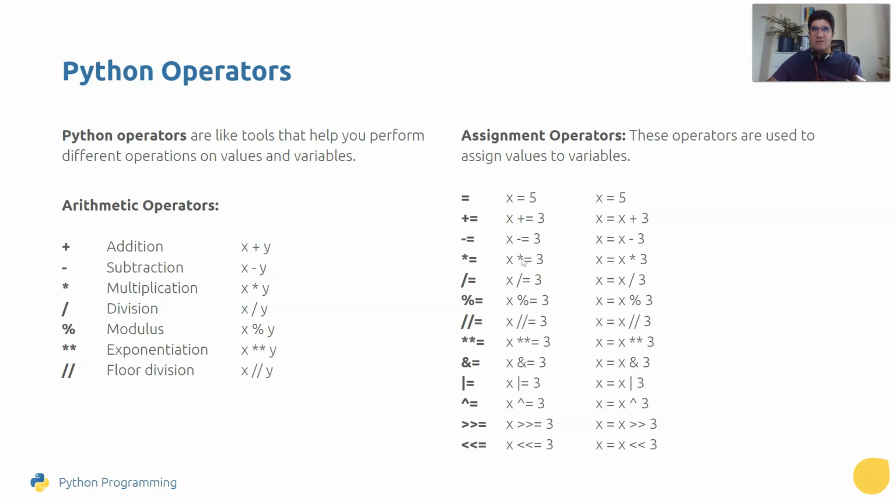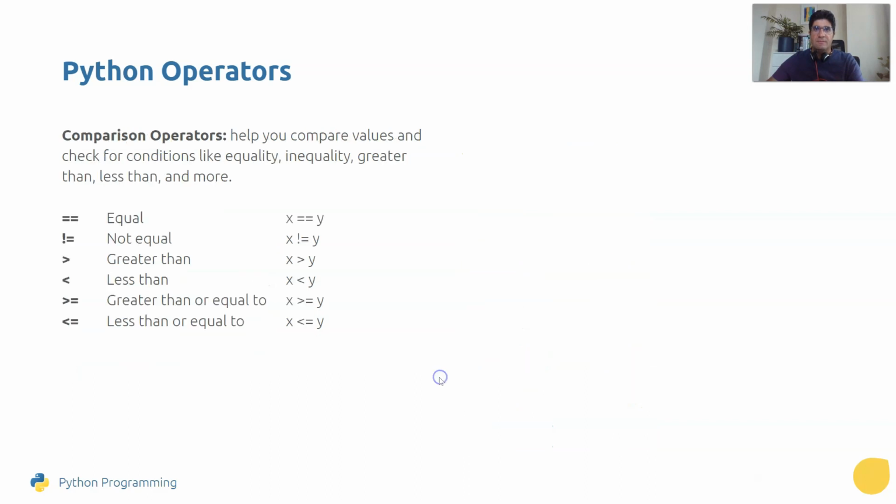Or minus equal, times equal, division equal, modulus equal. So we have the same thing for multiple different operators. Let me explain the rest, and you will find the meaning of those operators as well. And I will try to show you an example of the assignment operators.